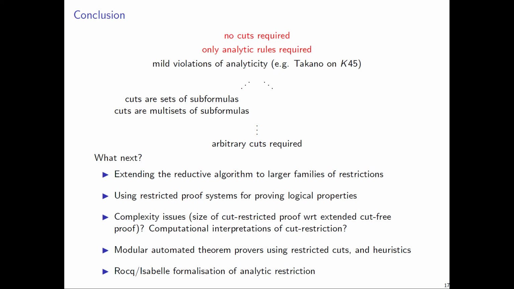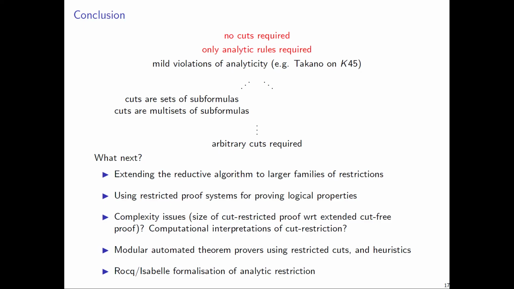Of course, once you have these cut restricted systems, the question is what can you prove about them? Can you prove interpolation, for example, with cut restricted systems? There are some results, for example, Sano and Ono, where they use analytic proof systems, analytic cuts or something even slightly more, and get interpolation.